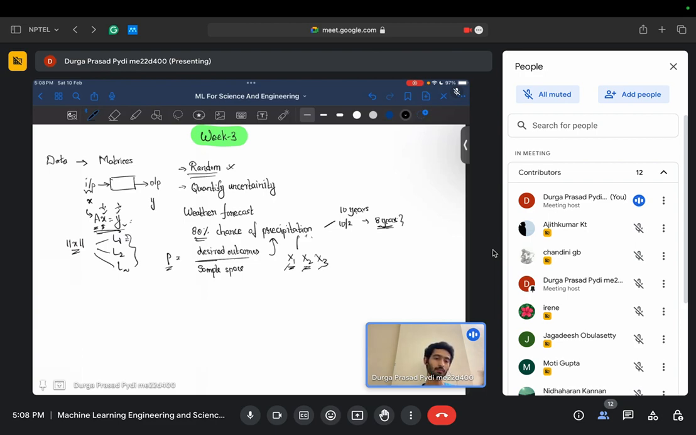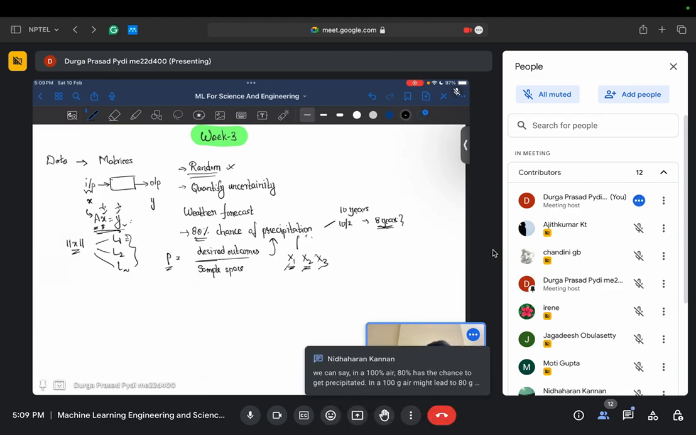When you want to actually make a decision, you need to make it out of this. So with this 80% chance of precipitation, suppose, do you want to carry an umbrella outside or not? If that is your objective, that is something that cannot be answered using a model that only predicts the probability of rain. So that is something that I want to differentiate here.